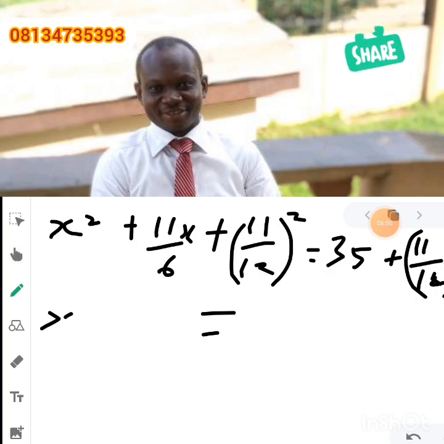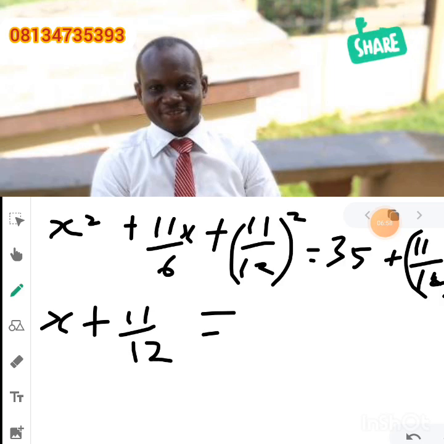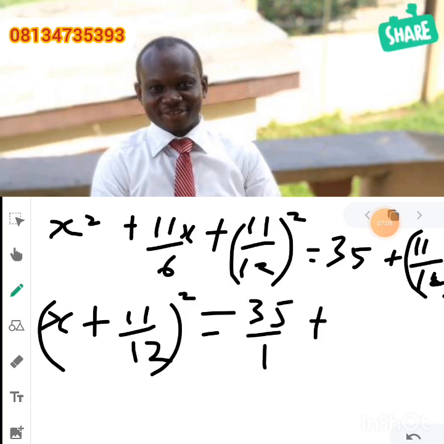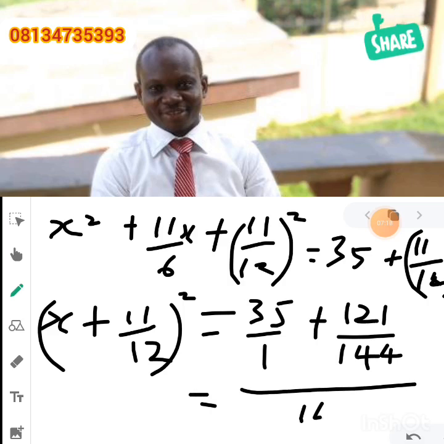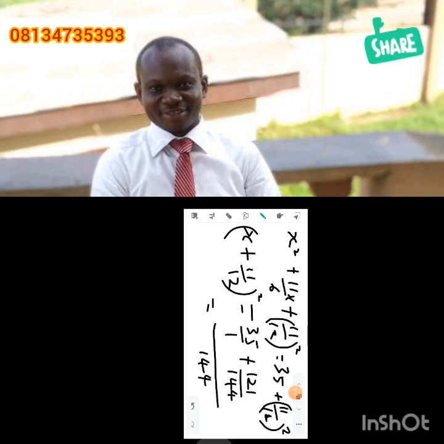We have x plus 11 over 12, then all squared, is equal to, now let's simplify this place. Now we have 35 over 1 plus 11 squared will give us 121 over 144, which is 12 squared. So getting the LCM, which is 144 times 35. I think I'll need a calculator for that. 144 times 35.